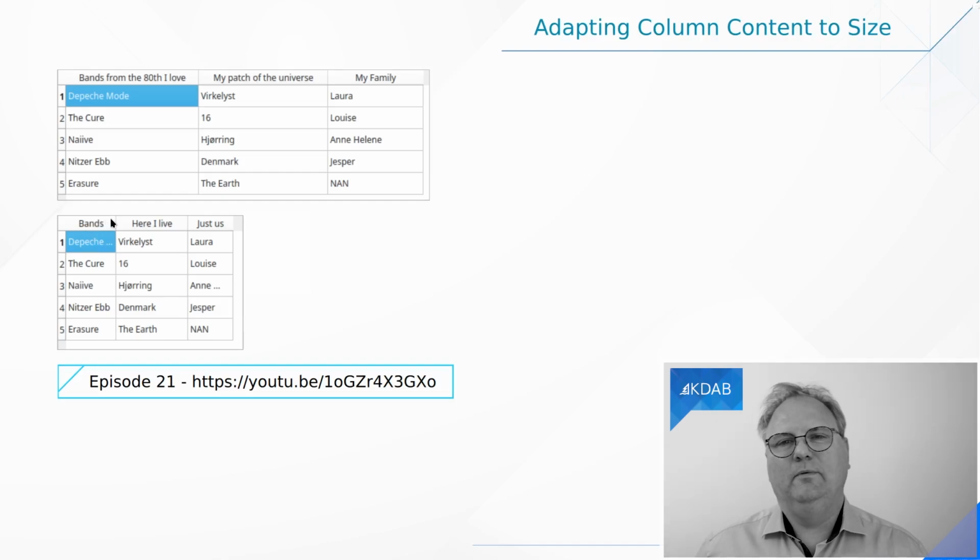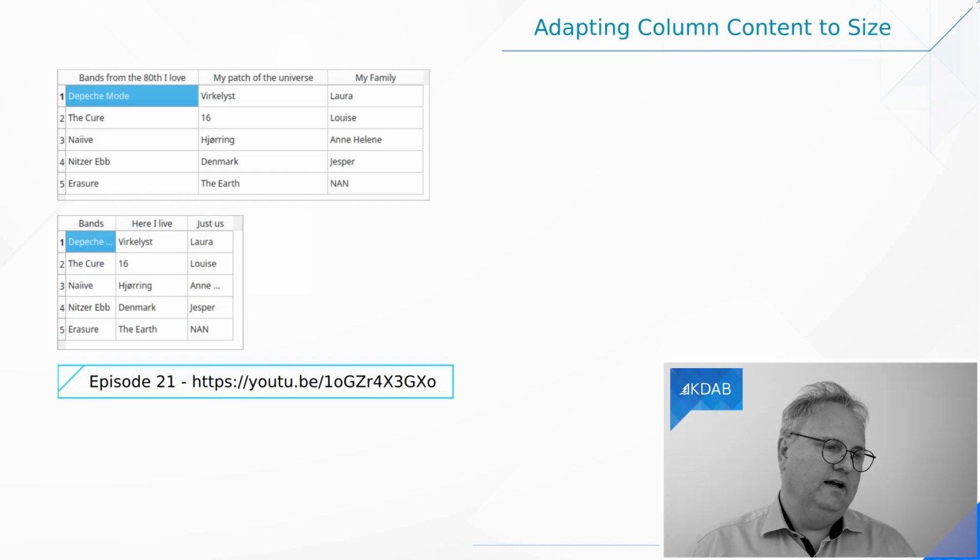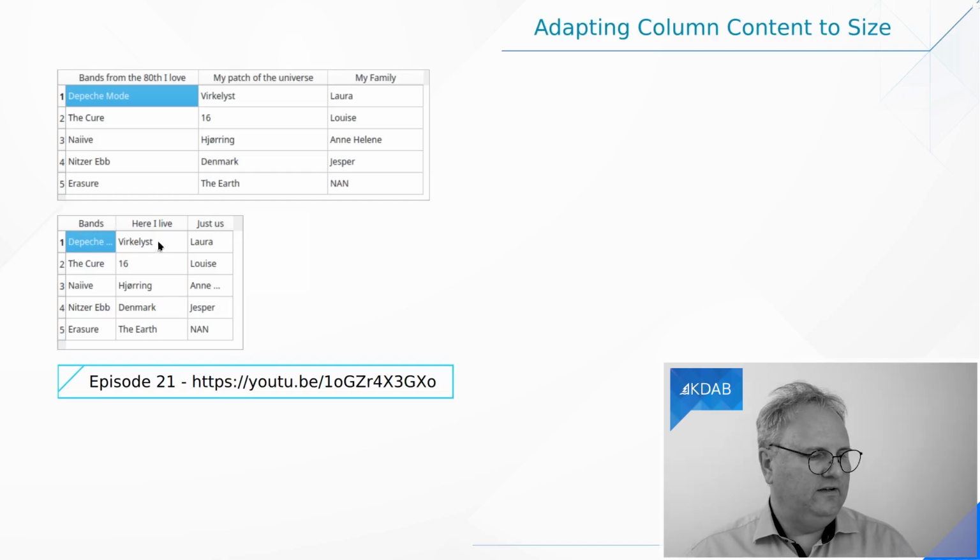But in this example, I show you how I modified the data and header data methods of my model, so they return a string list. Obviously, I need to do something on the viewing side of things, but that is relatively simply done. It's again a complete framework to cut and paste out of the episode and use in your own code base. And bands and Here I Live and Just Us does look better than bands and my patch and my fam. You get the idea. Episode 21 for that.